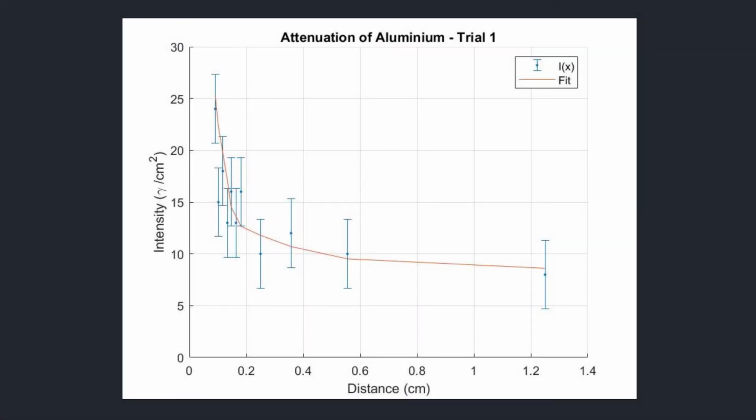With the data I collected, I was able to calculate a fit for my points as shown here. This image contains my data from my first trial with aluminum. The x-axis denotes the amount of aluminum, and the y-axis is the number of gamma-ray emissions. Using dimensional analysis, or analysis through units, I was able to determine that my attenuation coefficient should be in units of inverse centimeters.